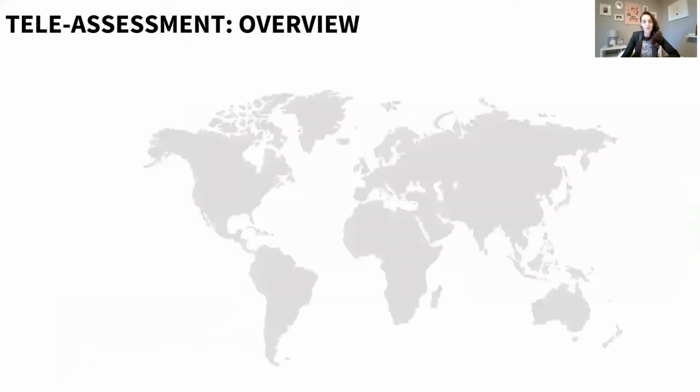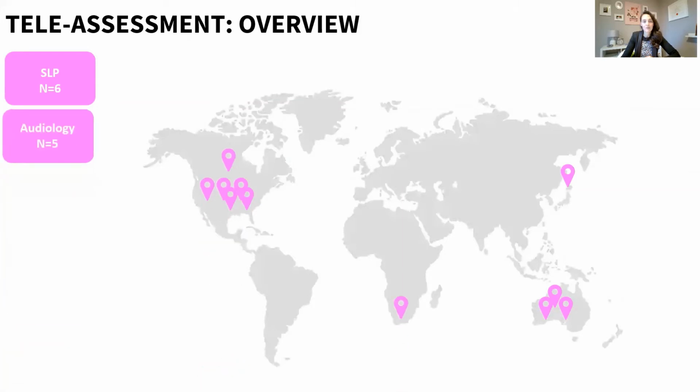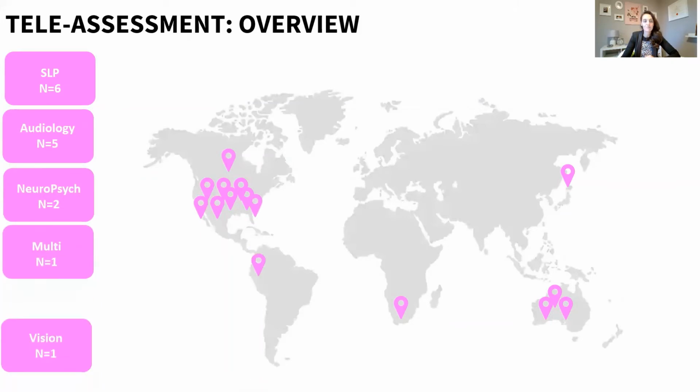To give you an overview of how many studies were published in each discipline and where they came from: we have 6 studies in speech language pathology, 5 in audiology, 2 in neuropsychology, 1 for the multidisciplinary team, 1 in vision, and 1 in physiotherapy. As you can see, the majority came from the States and Australia. We do have 1 study from Canada, 1 from Taiwan, and 1 from South Africa.